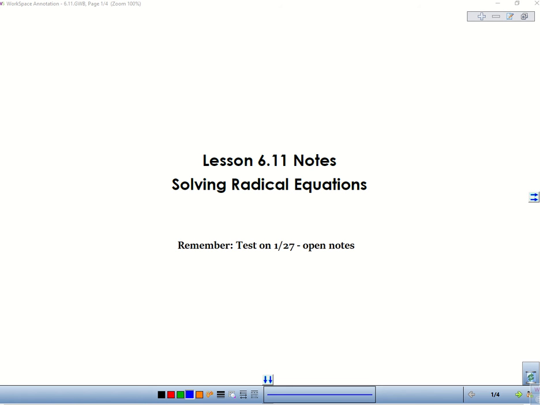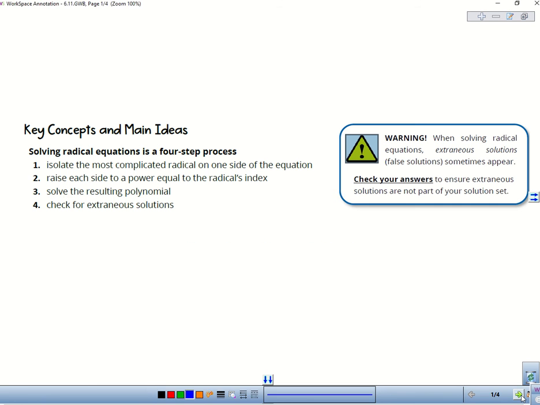Alright, so today we're going to be doing 611, which is going to be solving radical equations. When you solve a radical equation, you want to make sure you isolate the most complicated radical to one side of the equation, and raise each side to the power equal to the radical's index. So if it's a regular square root, you're going to raise to the power of 2. If it's a cube root, you're going to raise both sides to the power of 3, fourth root to the fourth, and so on.